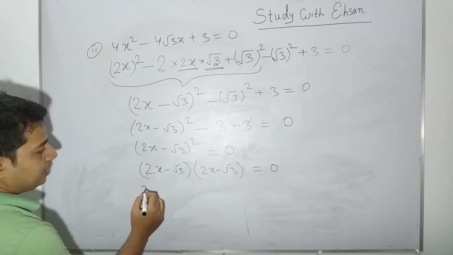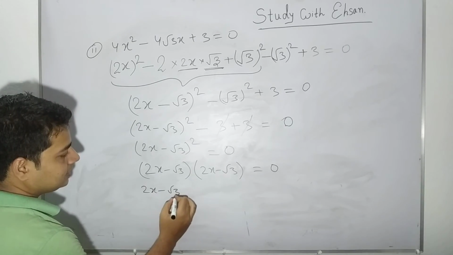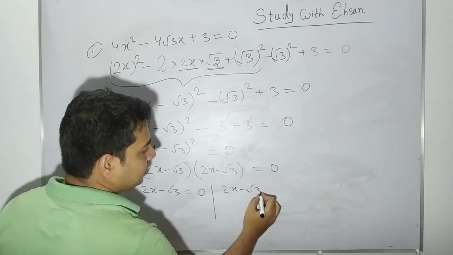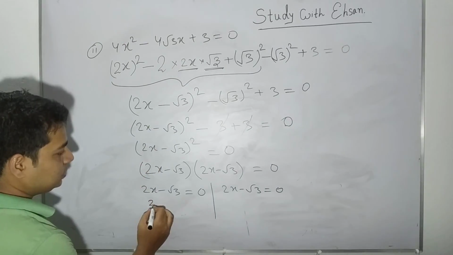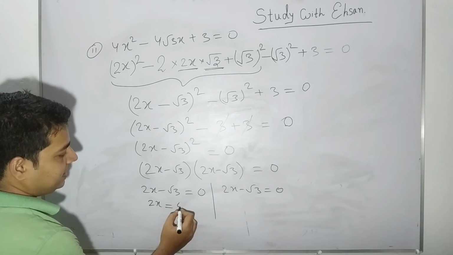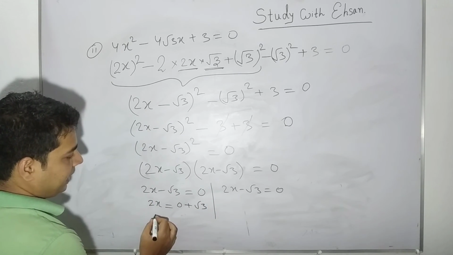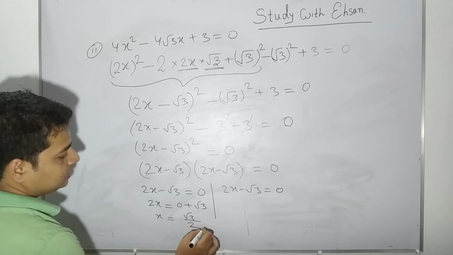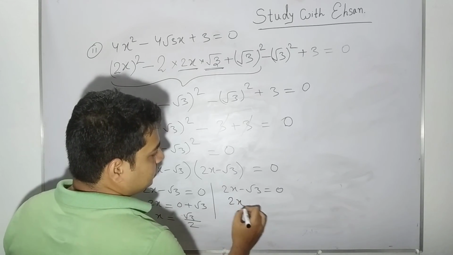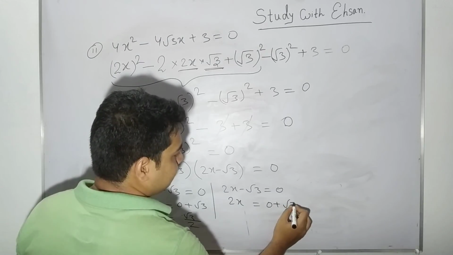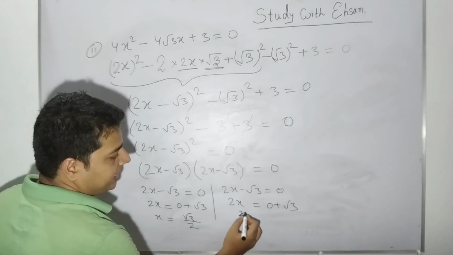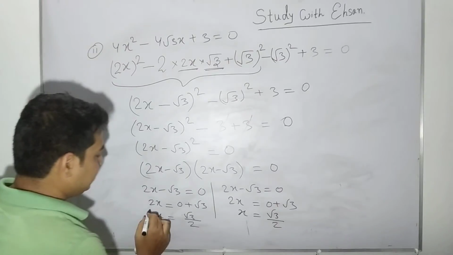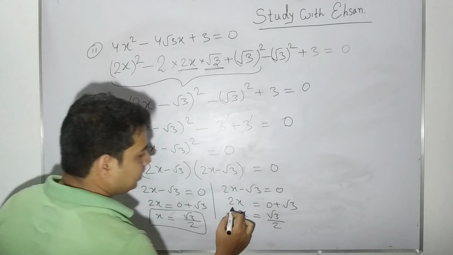Then one by one you have to equate these two factors with 0. 2x minus root 3 equal to 0. Then 2x equals root 3, and x equals root 3 upon 2. From the other factor also, 2x equals root 3 and x equals root 3 upon 2. Then these are the required values of x.